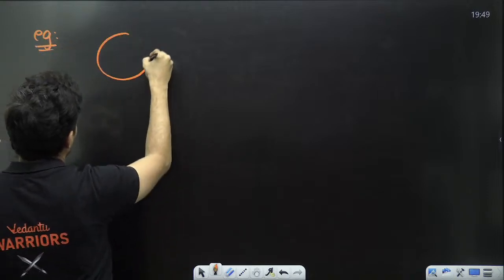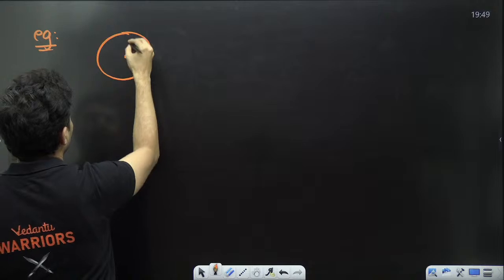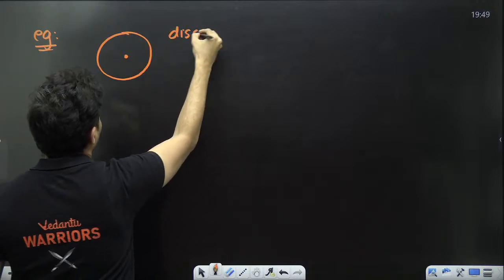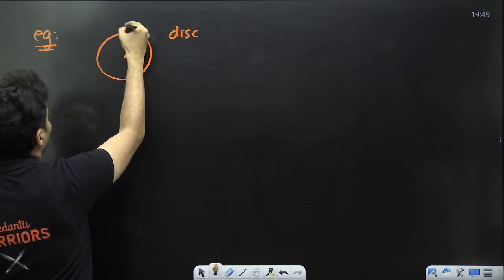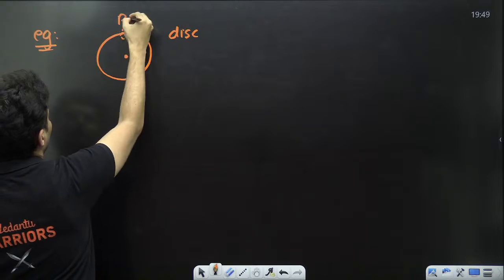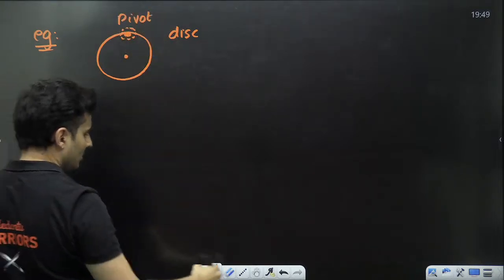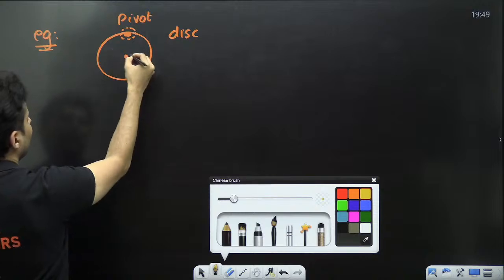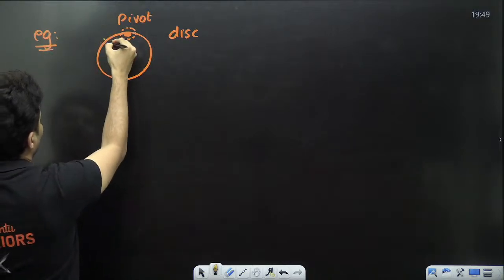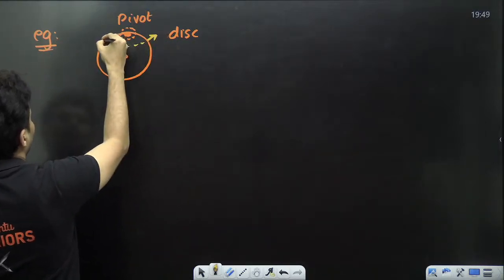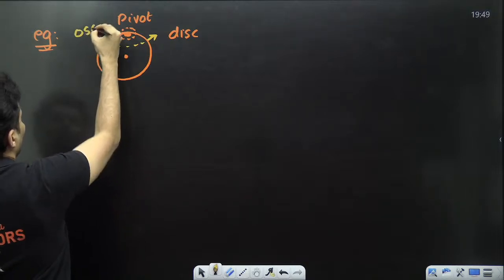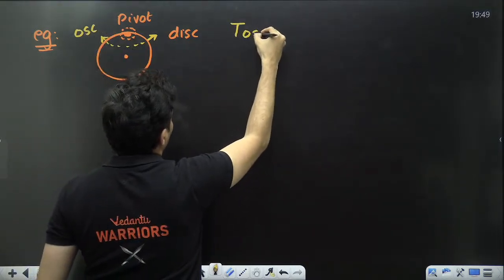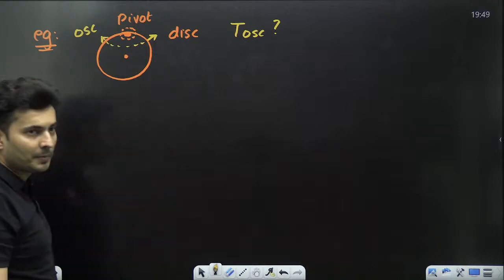Imagine I take a solid disc. It's a disc over here, and I hang it at this point. This is the pivot point, and I rotate the disc like this and let it oscillate. The question is, what is the time period of oscillation? That could be the question.